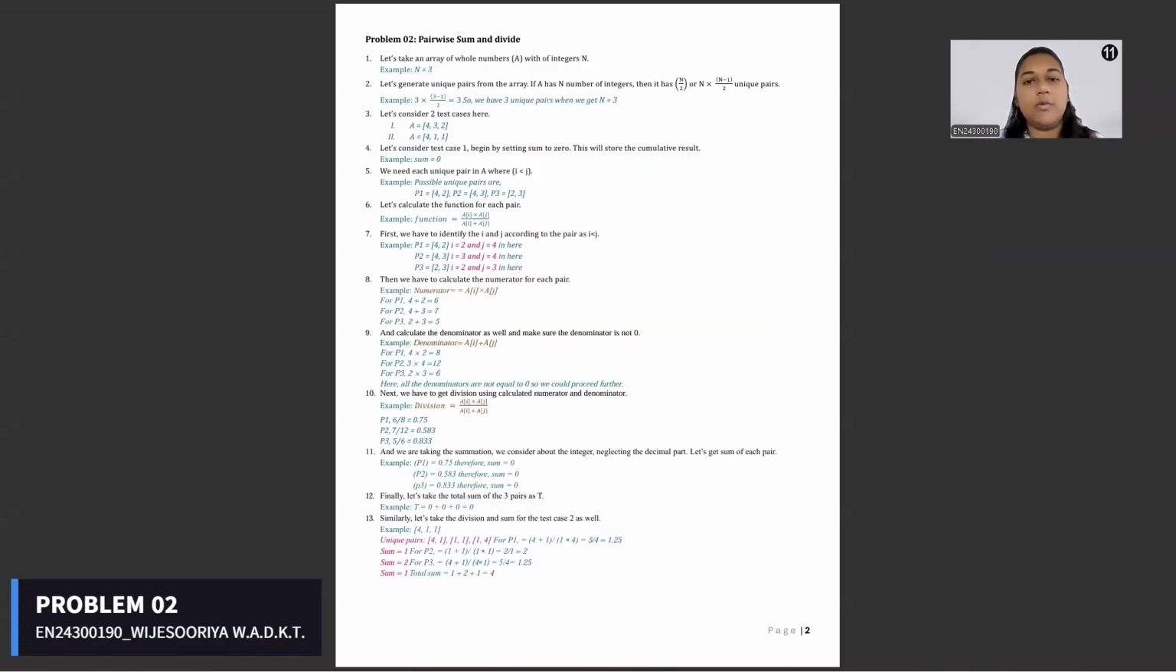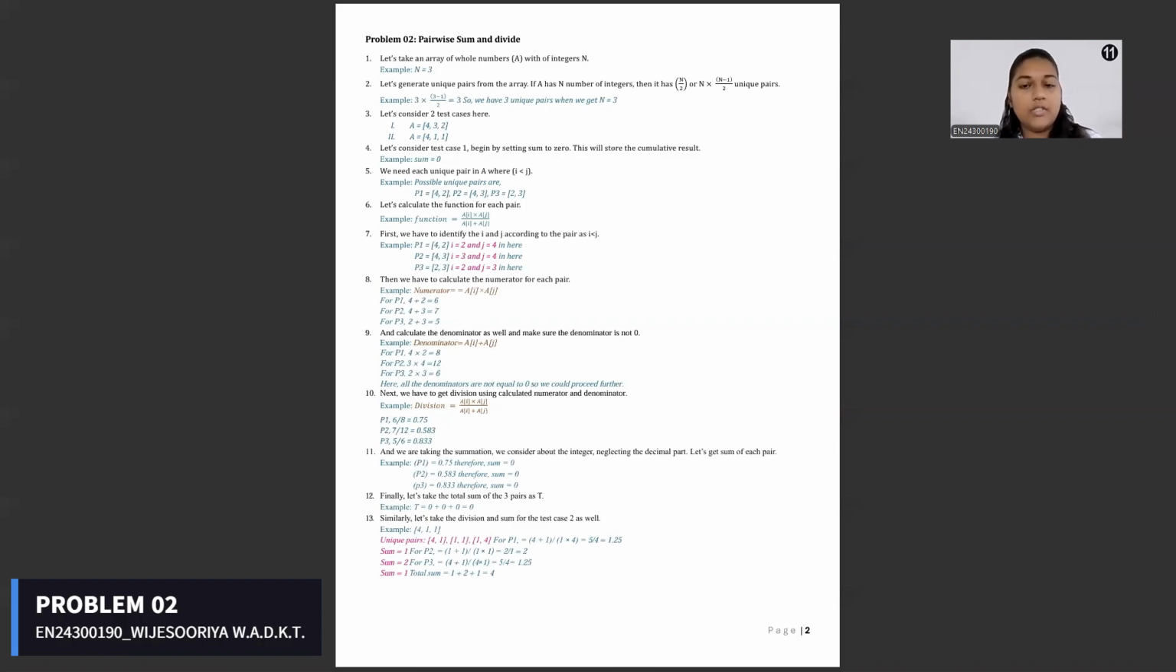So let's see how we solve this pairwise sum and divide question. First, we consider an array with 3 integers, and we can see that with 3 integers, we could generate 3 unique pairs. For the first case, we consider an array with 4, 3, 2, and in this pair, the integer i should be less than the integer j. So likewise, we have generated 3 pairs as shown.